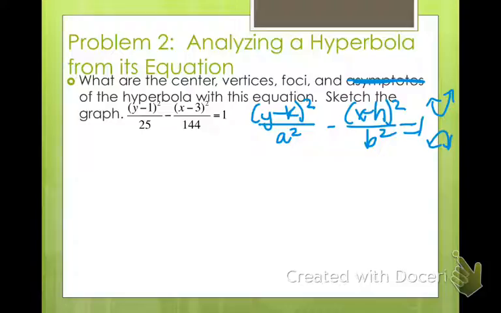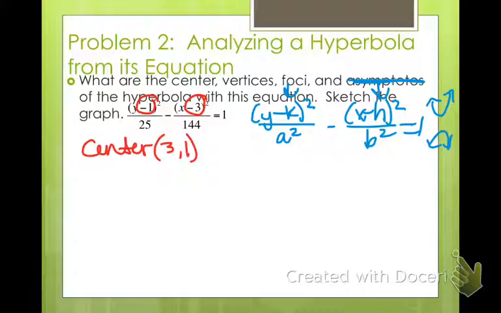So we need to find the center. To find our h and k, we look at the values attached to the x and to the y. So we look at this one and this one. Make sure you always put your x value first. So your center is at the point (3, 1).